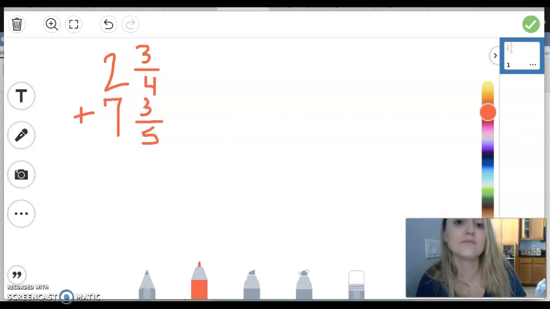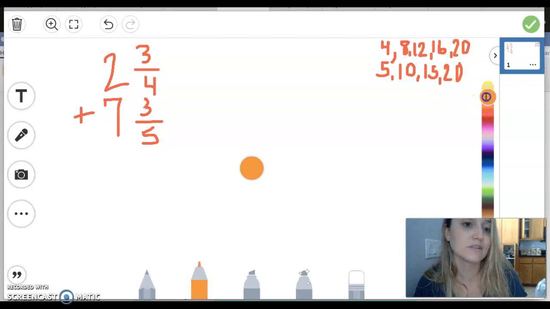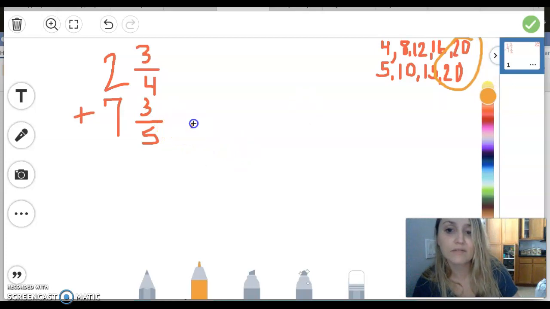Okay? So if we find our least common multiple, 4 times 2 is 8, 4 times 3 is 12, 4 times 4 is 16, 4 times 5 is 20, okay? 5 times 2 is 10, 5 times 3 is 15, 5 times 4 is 20. So we actually already found it, so we have 20. Okay, so we have 20 here, 20 here.